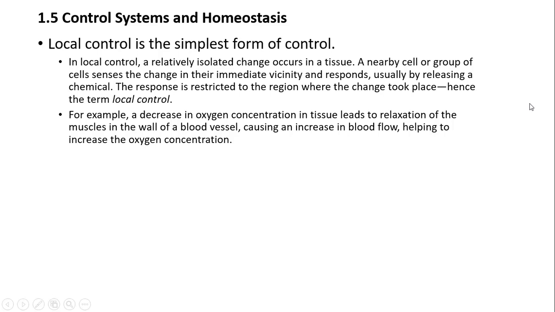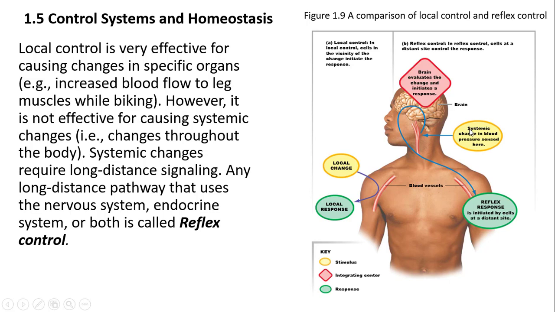It's a fundamental concept in physiology that yes, there are certain top-down control mechanisms, and we'll talk about those. But a lot of control also occurs from the bottom up. Locally, tissue is in need of oxygen, glucose, and so forth, and so there are changes that occur locally to help lead to the appropriate response. So local control is very effective for causing changes in specific organs, for example, increased blood flow to leg muscles while biking. However, it's not effective for causing systemic changes, that is, changes throughout the body.